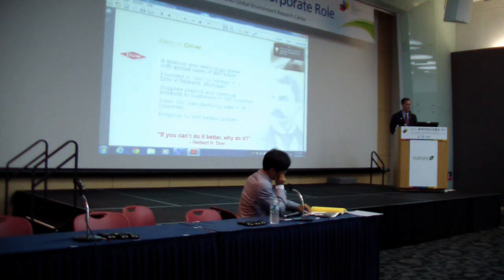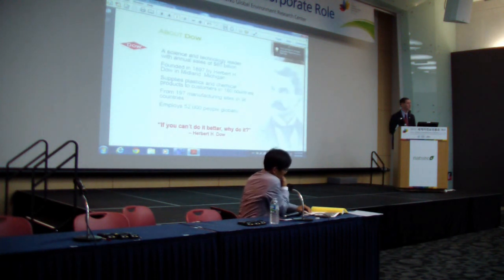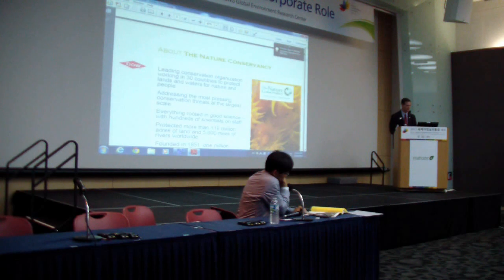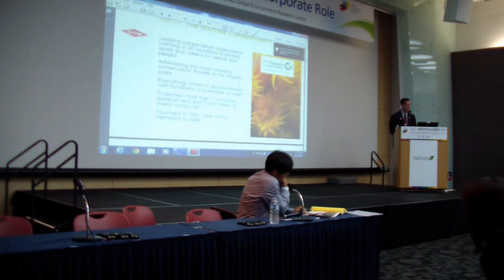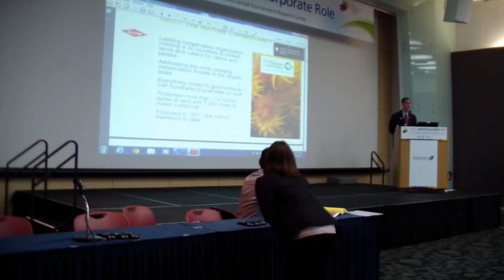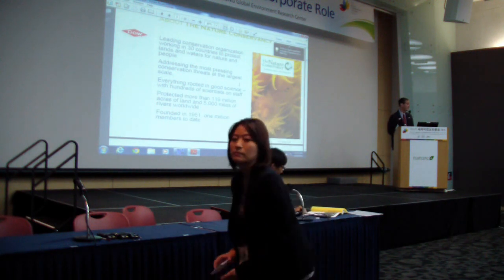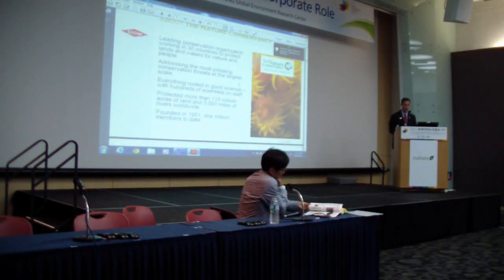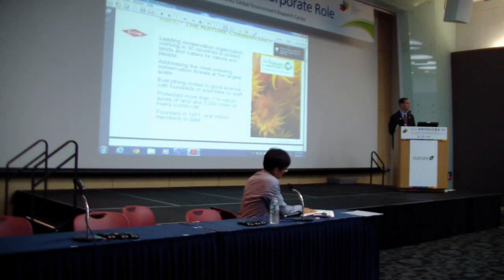If I talk with you a little bit about what Dow does, we are a science and technology leader that sells a lot of chemicals and plastics all around the world. If I talk with you about the Nature Conservancy, I would tell you that they are a science and technology leader that conserves a lot of land and biodiversity around the world as well. So there is some very natural synergy between the two organizations, both being science-based organizations.